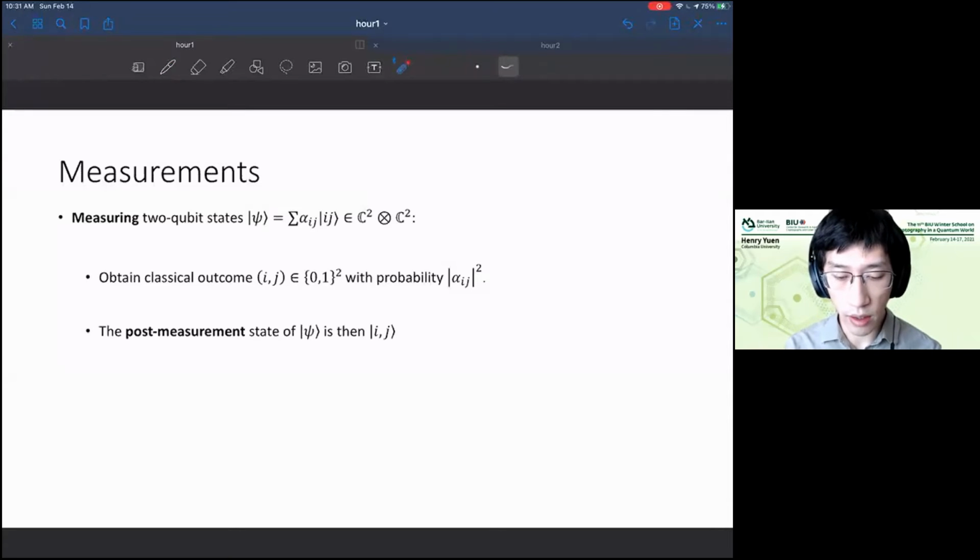So let's say that you have a general 2 qubit system, and it's this superposition over classical states i, j with these amplitudes alpha ij. If you measure these 2 qubits in the standard basis, then you're going to get 2 bits out as the outcomes. And the probability of bits i, j will be alpha ij magnitude squared. And then after you measure, the state psi will collapse into i, j, the classical state. All right. So that's pretty straightforward, should make sense.